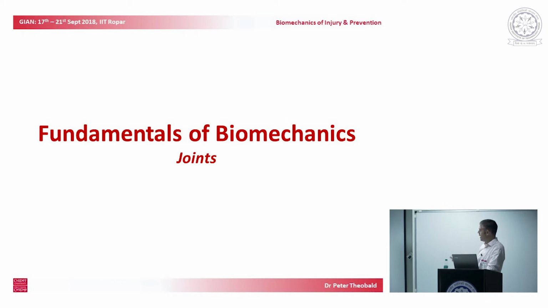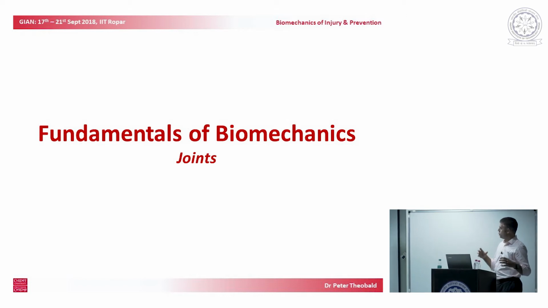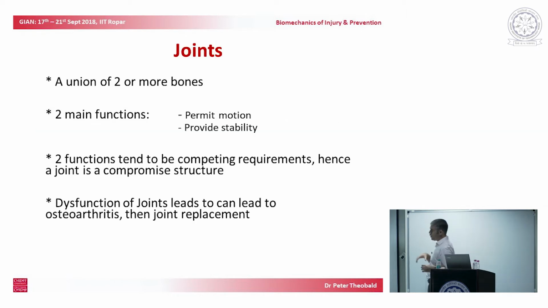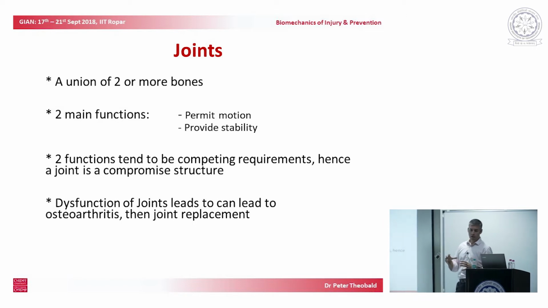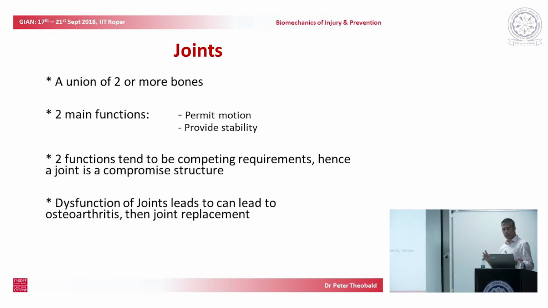What we're going to be looking at now is how you get this interface between the bones, which clearly have functional advantage, and that we find a way of connecting those bones together to ensure that we have two functions that are achieved. So we're looking at a union of two or maybe more bones. And every joint has to provide an element of mobility or motion and an element of stability as well.